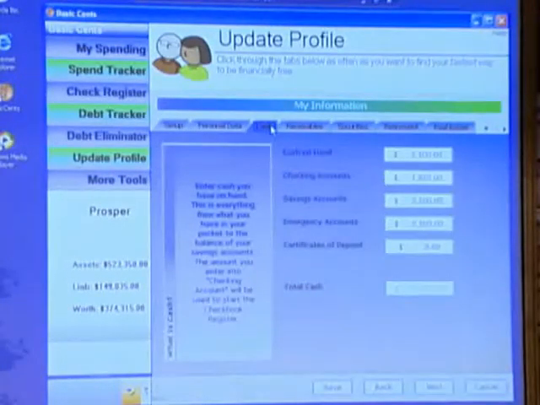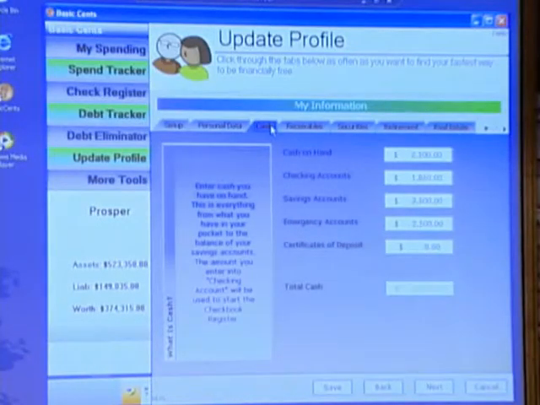This is the Cash tab. So this tells you how much cash on hand you have. This is the cash you got under the mattress. Checking accounts, what your balance is. Savings accounts, what your balance is. Emergency account, what your balance is. Any certificates of deposit, total cash. So see, what we're doing is we're gathering your information and establishing what your assets are.